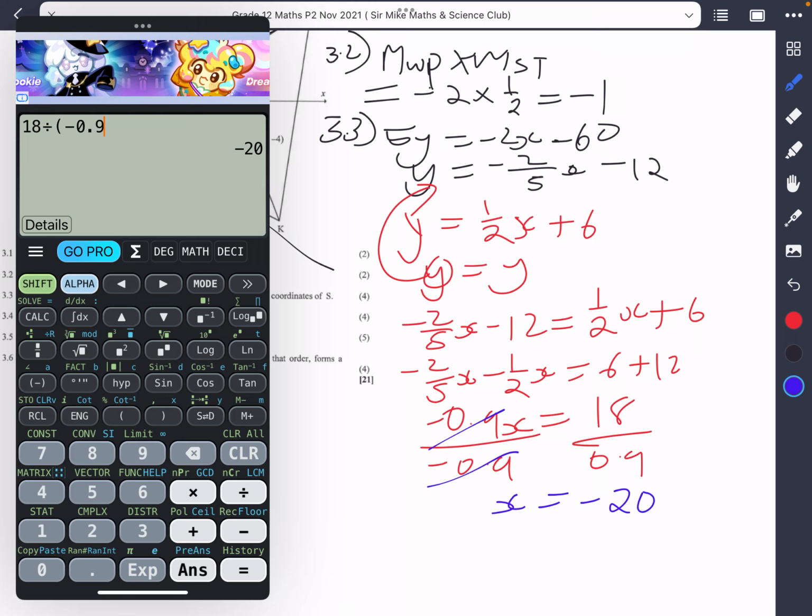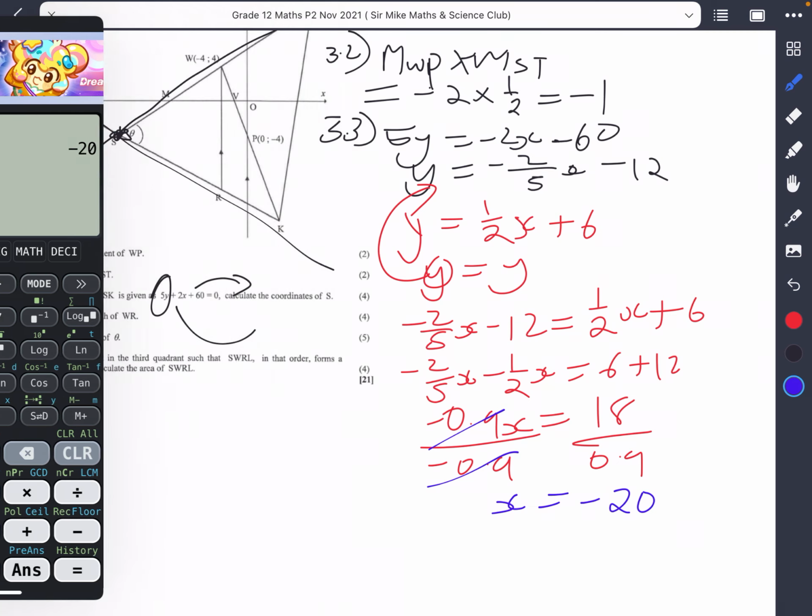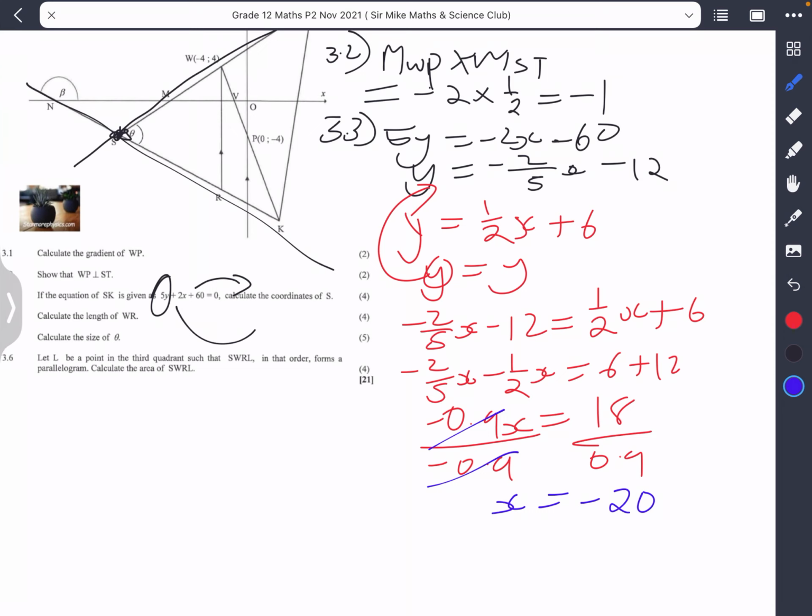So that would be the x coordinate of S, the point where those two lines intersect. I already know the x coordinate of point S is negative 20. To find the corresponding y value, it's pretty simple. You can take any equation, it doesn't matter which one. Substitute that x value into either formula and find the corresponding y value.